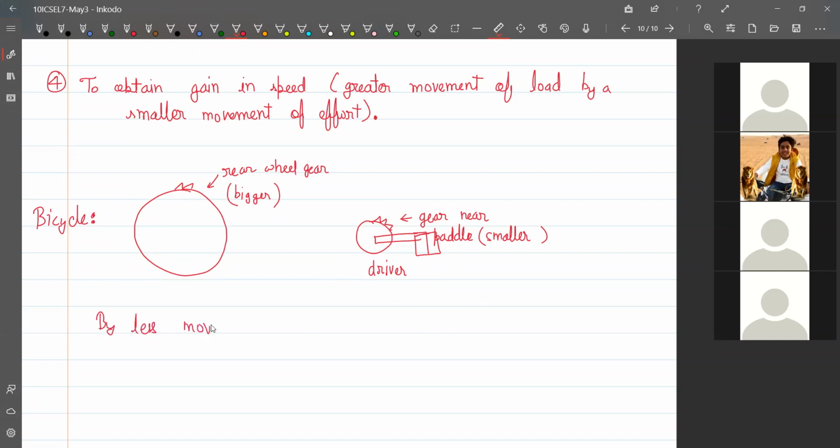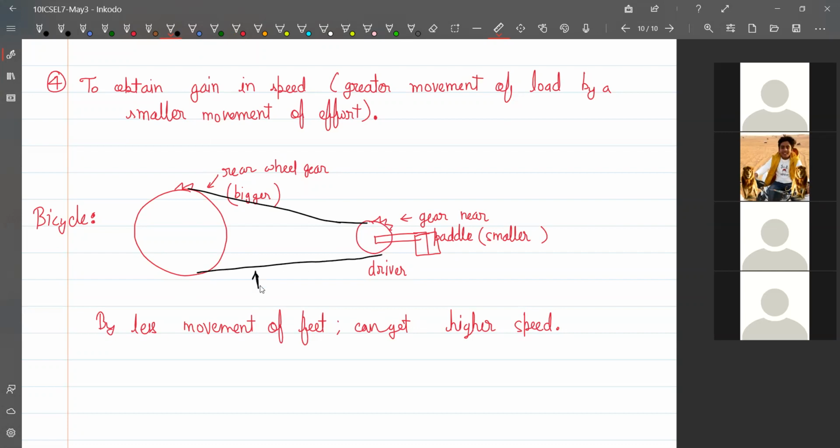By less movement of feet, you can get higher speed. Chains are attached like this. This is the chain, which connects the driver and the driven gear. Any questions?